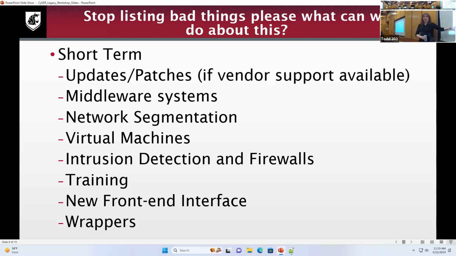Similarly, you can completely wrap the system, and then you really just don't interact with it directly anymore. You're passing everything through a wrapper. Again, not an exhaustive list. These are approaches you can take.